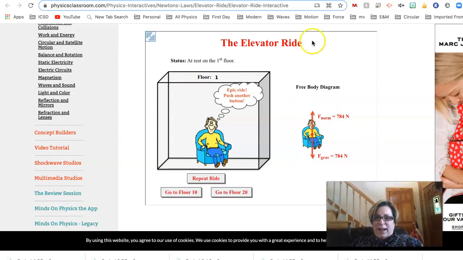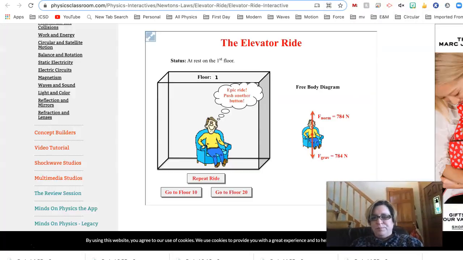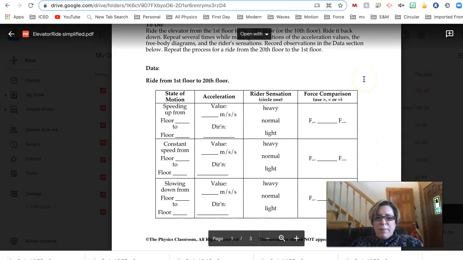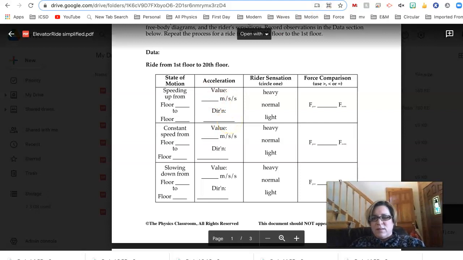Now, the purpose of this lab is that in the little Kami assignment, you're going to be comparing the different sensations that the rider feels with the actual forces, and noticing which forces are bigger than others. So is the gravitational force bigger or is the normal force bigger? And you can see that in the picture. And also recording the value of the acceleration in meters per second squared, and the direction. Okay, so let's go back to the simulation.